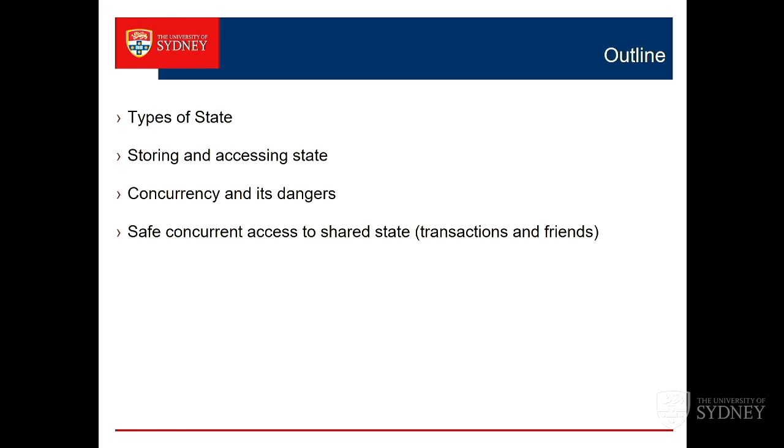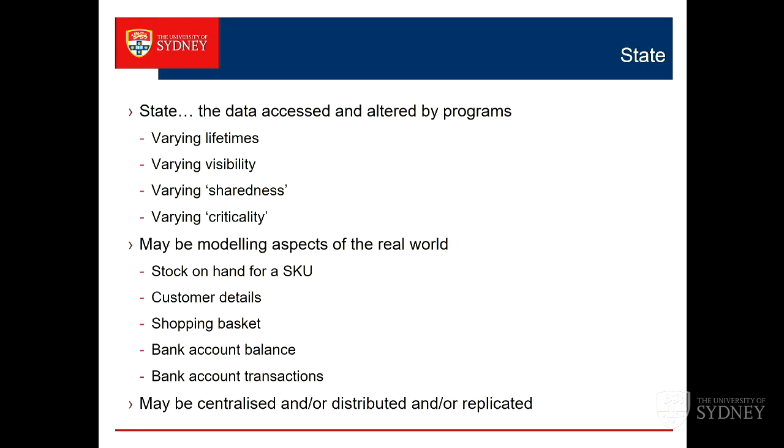So, talk about those topics. Good. State. Really simple idea. It's just the data you have. The state of your system is the data that it contains, manipulates, transforms, etc. That is what we mean by state. We could use the word data, but that's not fancy enough, so we're going to use the word state.